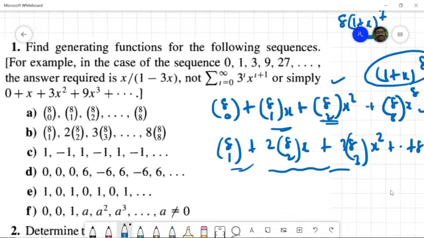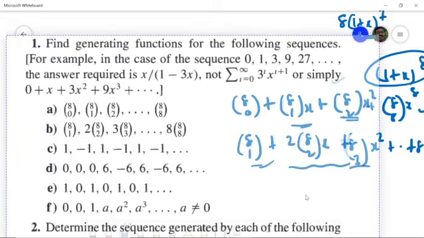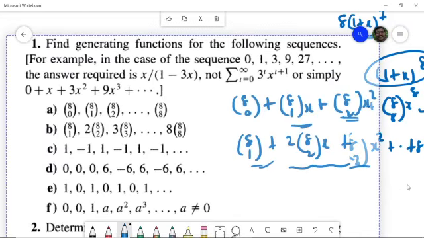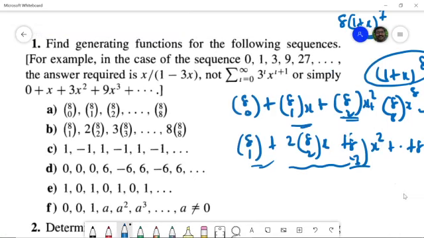Now let us look at the third problem. It is again 1, minus 1, 1, minus 1, etc. We have done this problem earlier. We already know it. It is basically 1 minus x plus x square minus x cube, alternatingly plus and negative sign. So it is nothing but 1 by 1 plus x. This is the closed form of that.